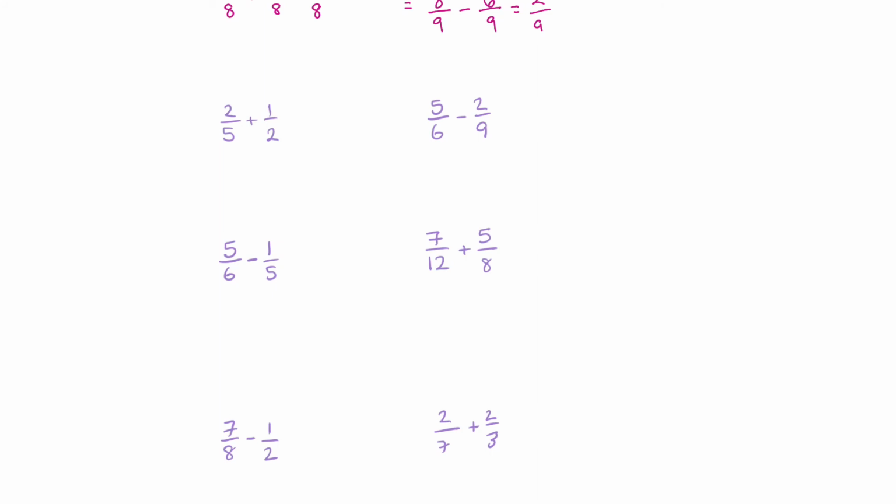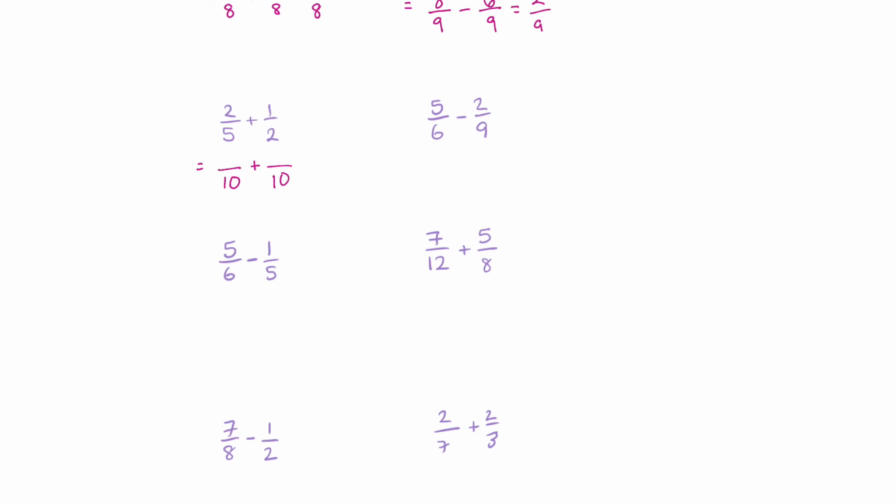So we need to find the smallest number that is in the 5 times table and in the 2 times table. So if we think about our 5 times table, it's 5, 10, 15, 20, and so on. 2 times table, 2, 4, 6, 8, 10, 12, and so on. So we can spot there, we can write them out if we need to, but we can spot that 10 is the smallest number that's in both lists. So we're going to change these to tenths.